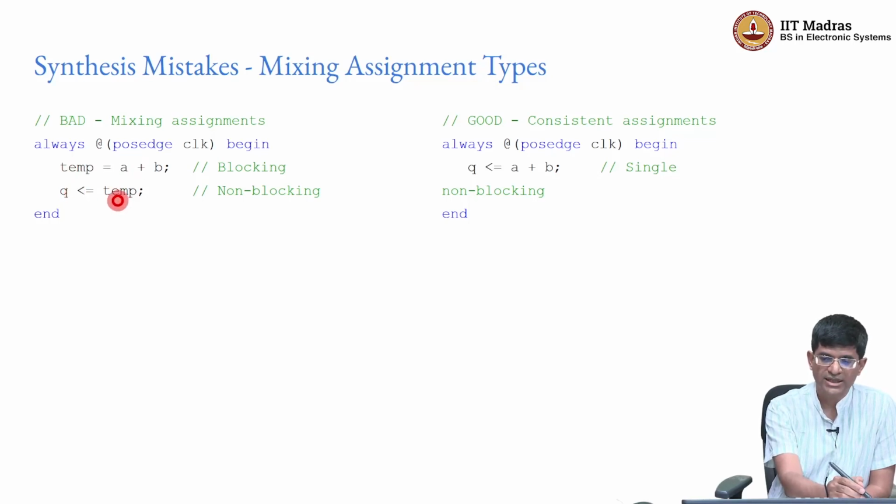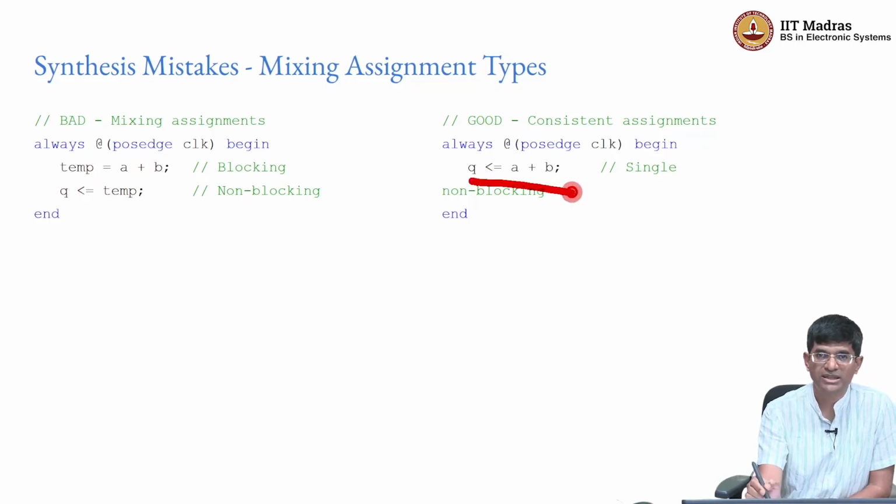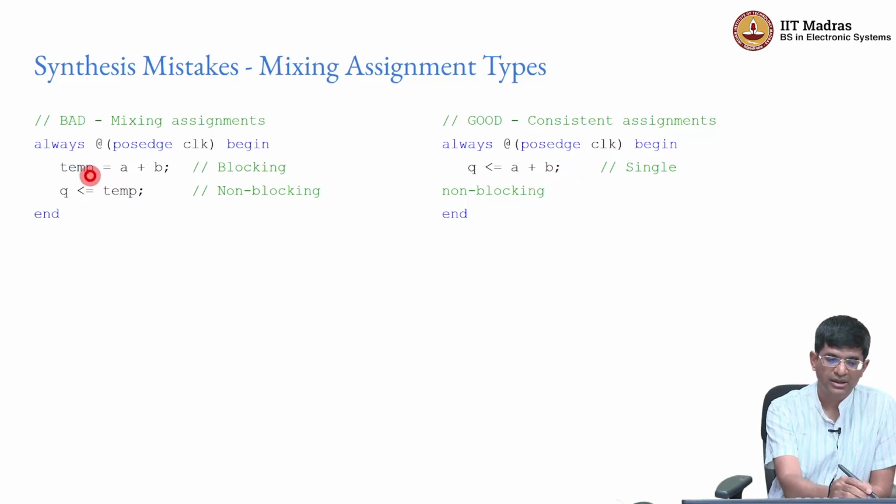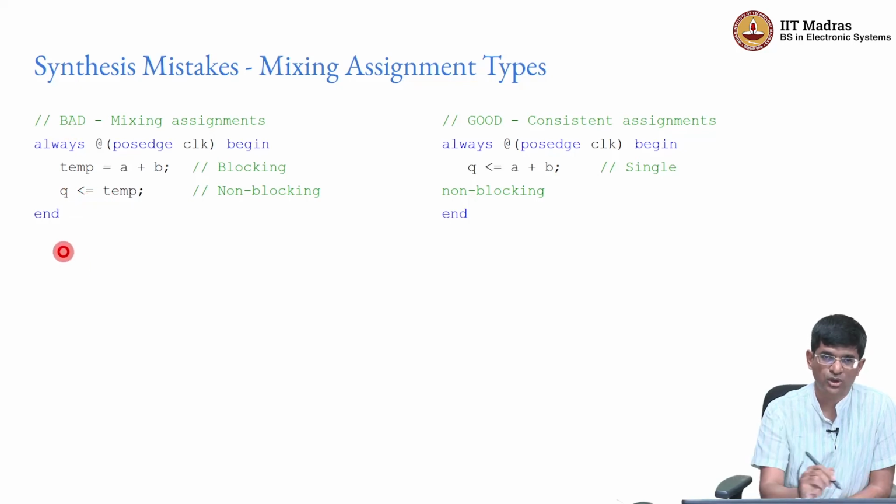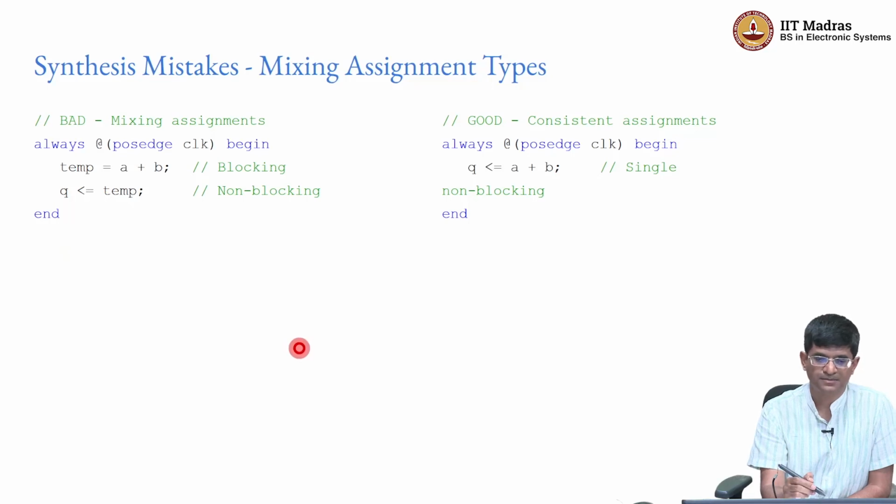In this case, it looks as though what I want to do is basically take the value a plus b and assign it to q. So why not just go ahead and have it as one single non-blocking assignment out here? Alternatively, take assign temp equal to a plus b as something outside this always block, and then assign q equal to temp, or non-blocking q equal to temp, inside the always at posedge clock. That also works.